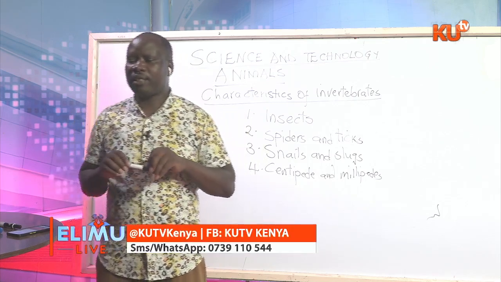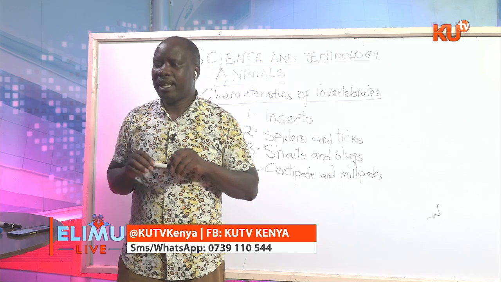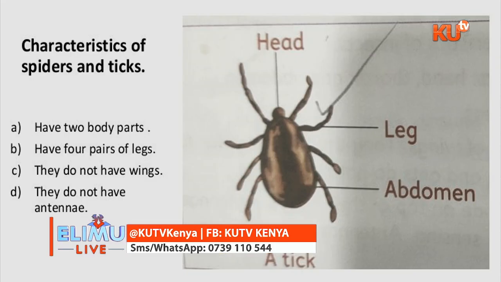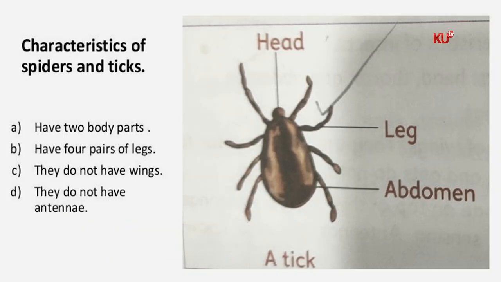And which are these 2 parts? The head and the abdomen. Yes, you can see there we have a diagram of a tick. The body is divided into 2 parts, the head and the abdomen. Remember, in insects, it was 3 parts. Here we have only 2 parts, the head and the abdomen.